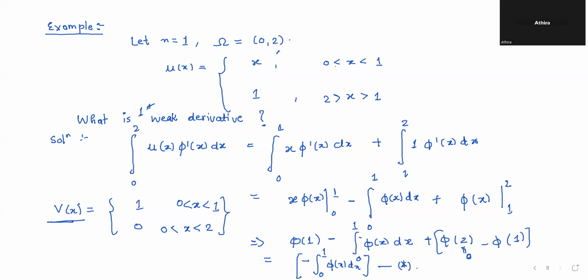I have a question: does u have to be defined at 1 or not? This u of x is not defined at 1 here. And also this v of x is 0 over the interval 1 to 2, right?